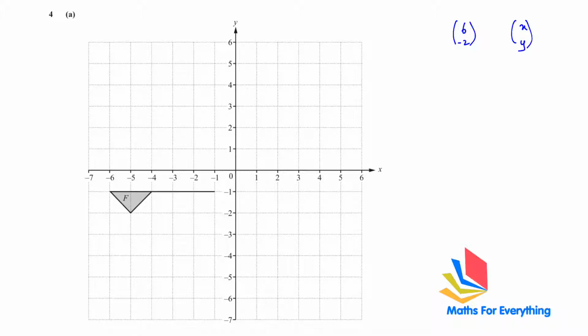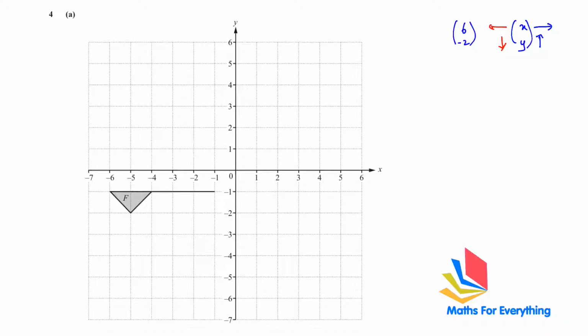Remember that if your x is positive, you're moving your coordinate to the right. If it is negative, you will move it to the left. If your y is negative, you're going to move it downwards. And if it is positive, you will move it upwards. So we have a positive 6.